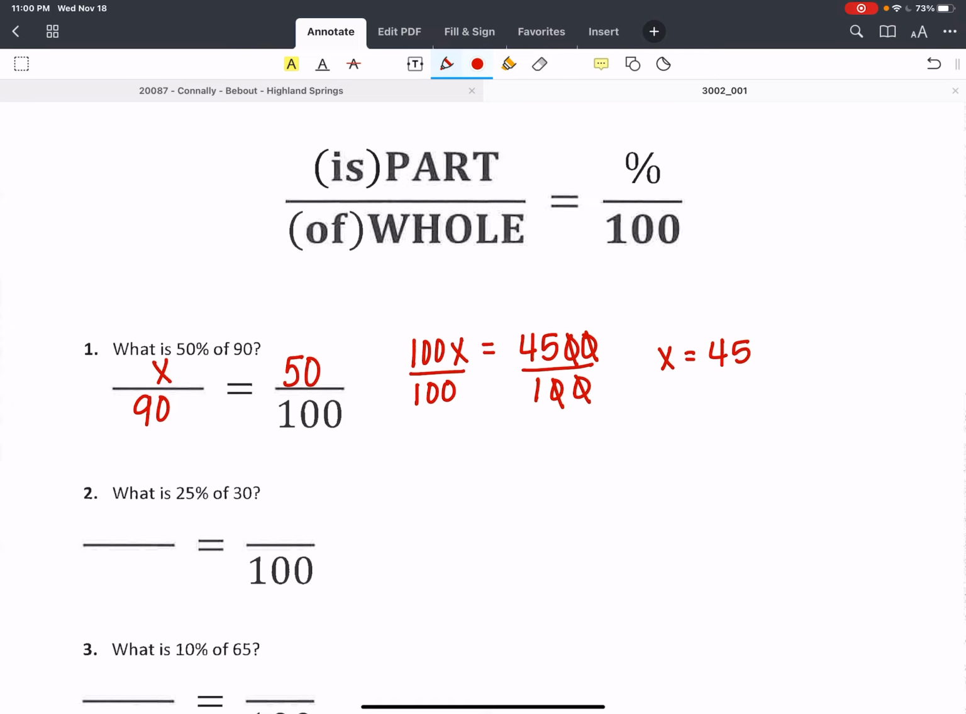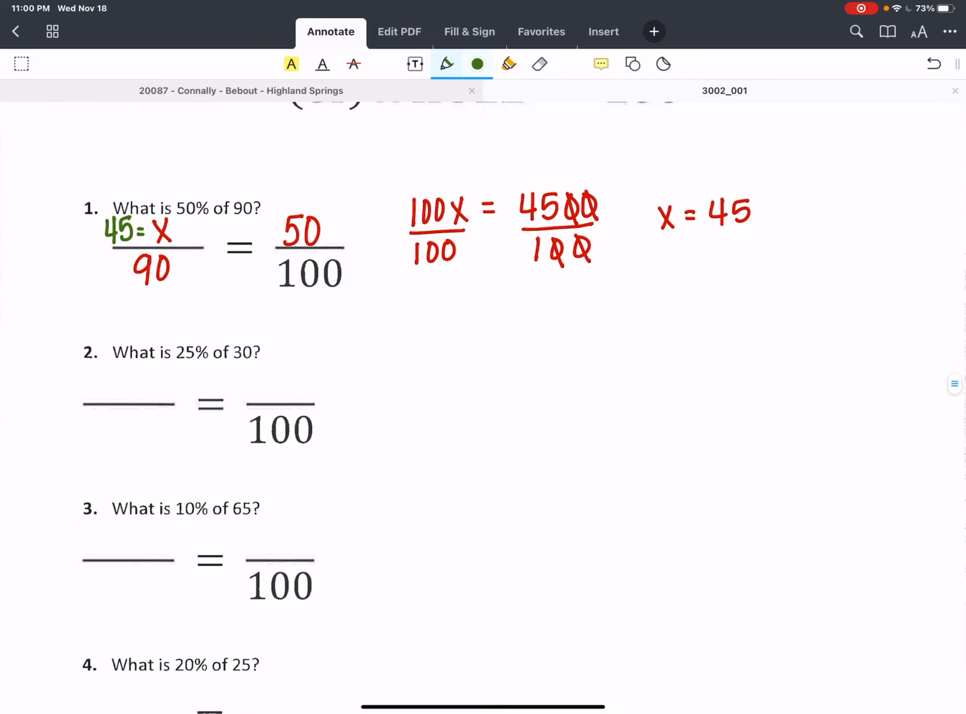Now let's make sure it makes sense. If I took 45 here and plugged it in, 45 over 90. Does that make sense? Is my part smaller than my whole? Yes. We want 50%. So is 45 out of 90, is 45 half of 90? Yes, it is. It has to make sense. So let's do number 2.